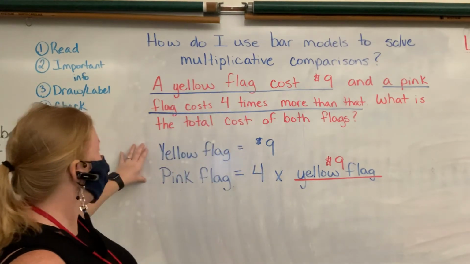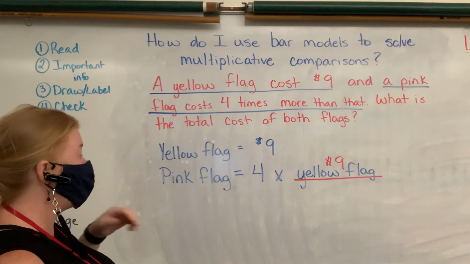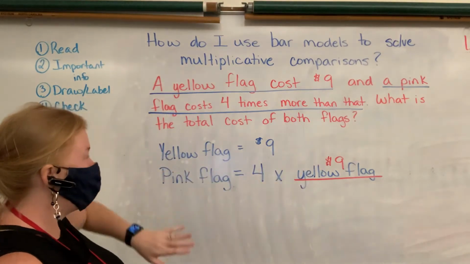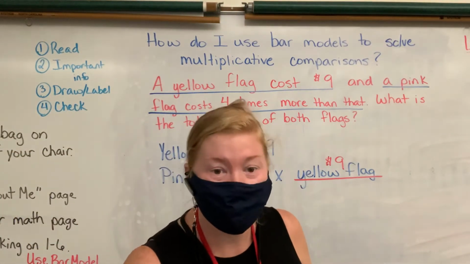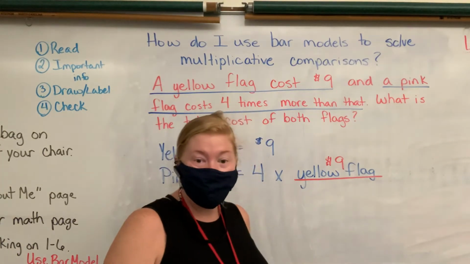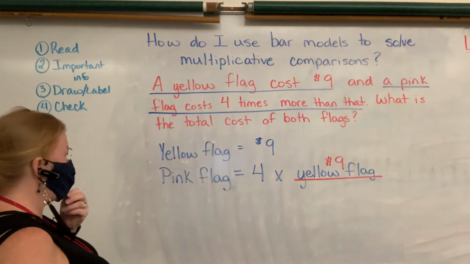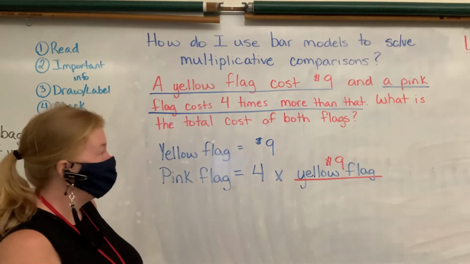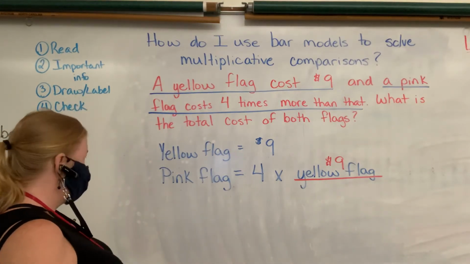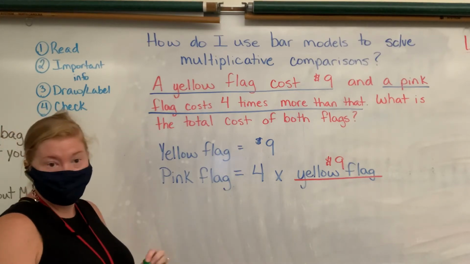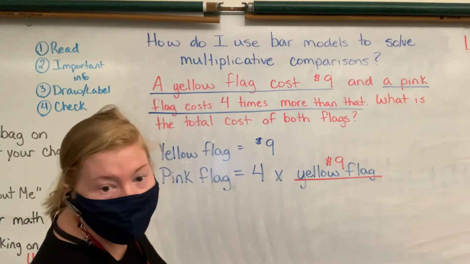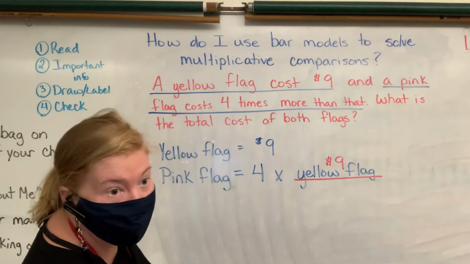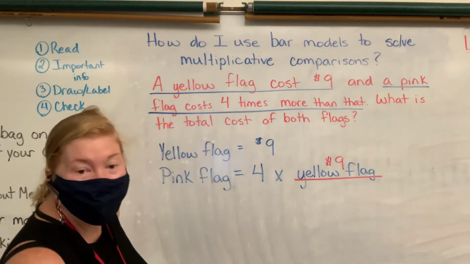So we've got our yellow flag and our pink flag written down. Now we need to read our question and restate it. Those of you in my classroom, what is the total cost of both flags? Those in Miss Todd's classroom, start restating it on your whiteboard. Those of you at home, I want to see it on your paper. This is your think time. How are you going to restate that? How can we restate this?